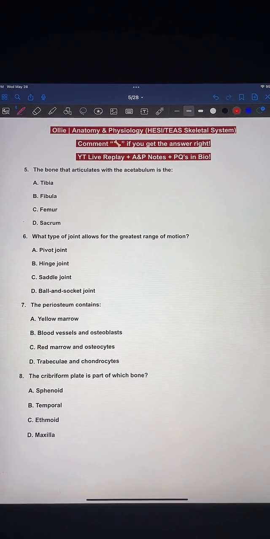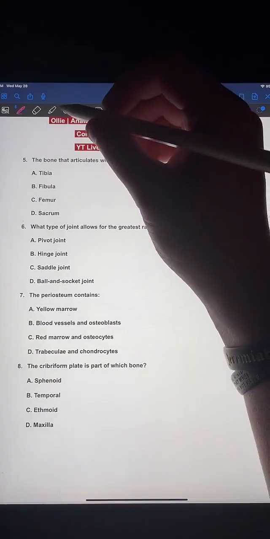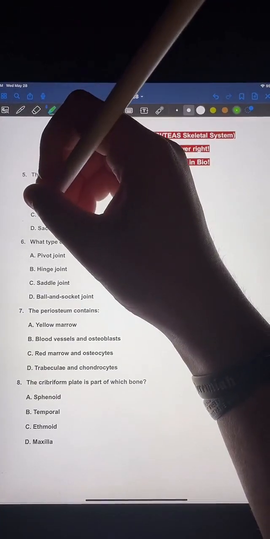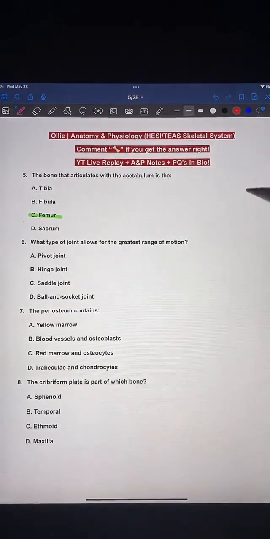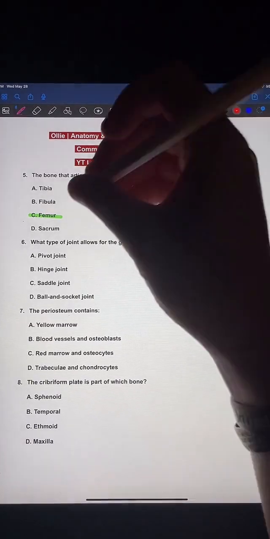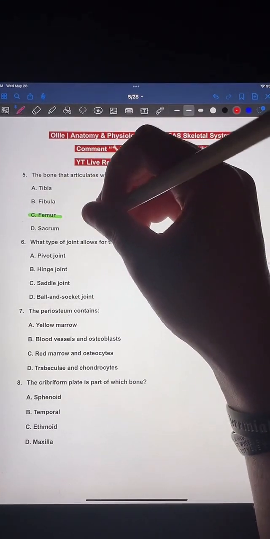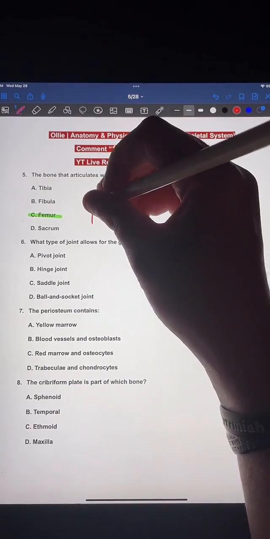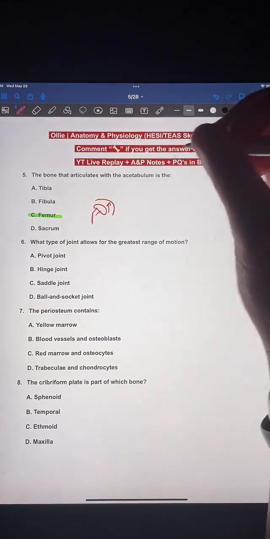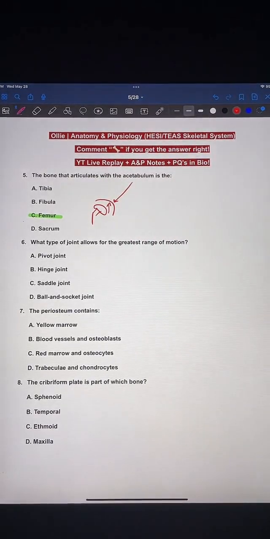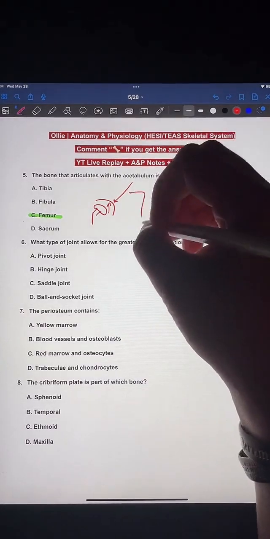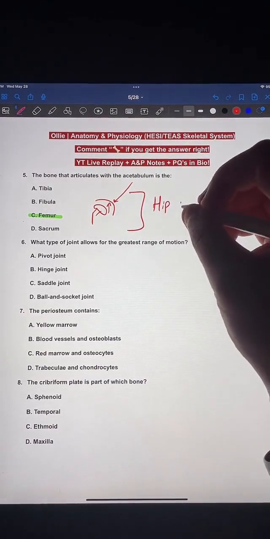But we're on number 5 now. The bone that articulates with the cerebellum is the what? The answer is C. It is the femur. So the head of the femur, if we have our neck and our head, this area is what would essentially form our hip joint.